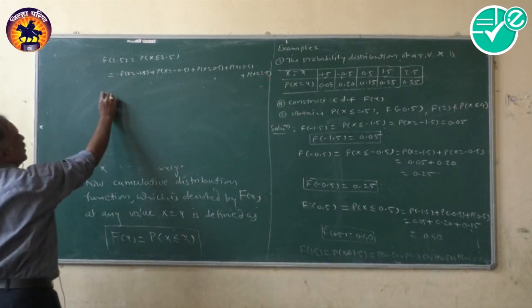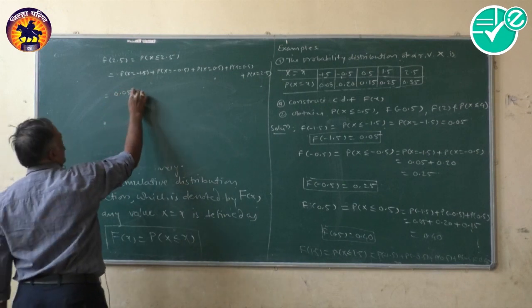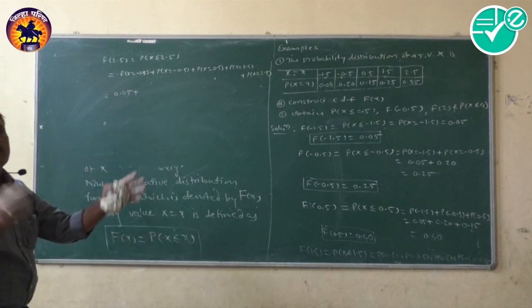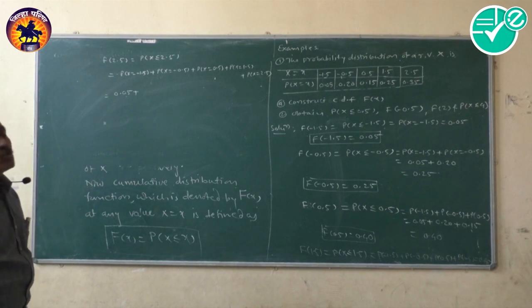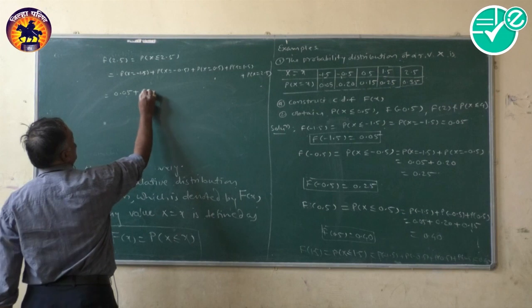So adding all these probabilities, those must be equal to 1, because you know for the PMF the sum of all the probabilities must be equal to 1. So the last value of a cumulative distribution function must be equal to 1. Then and only then the problem is correct.